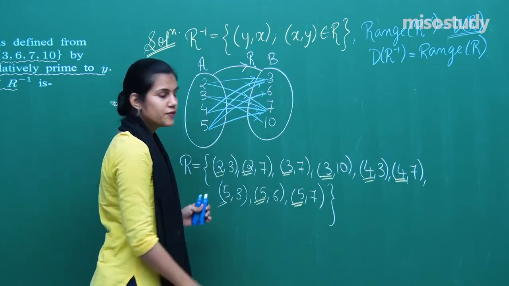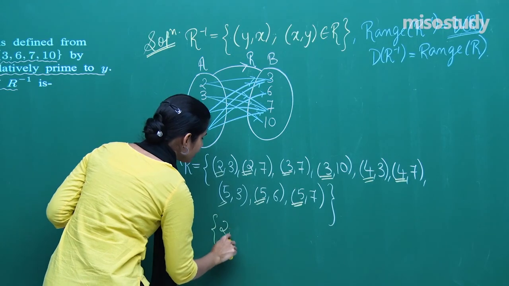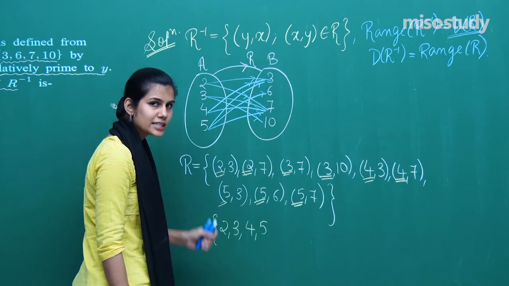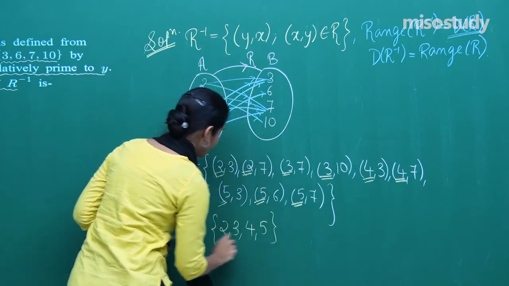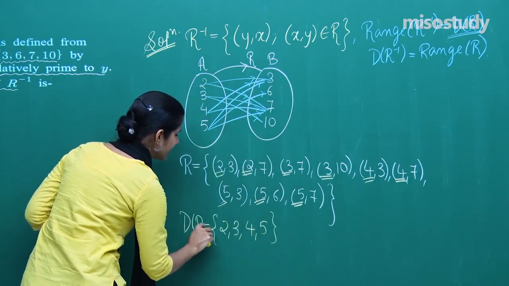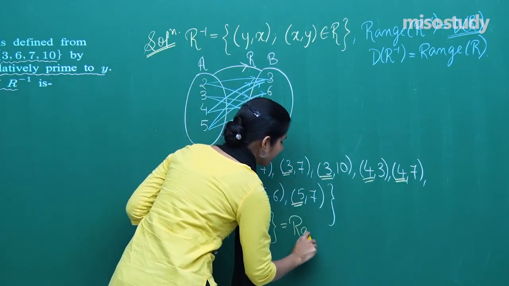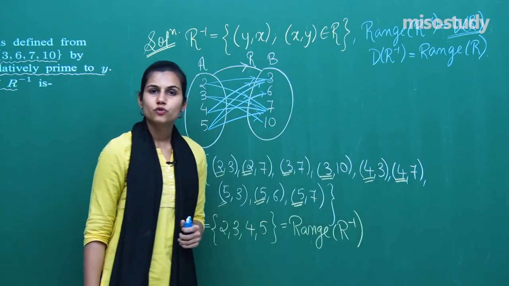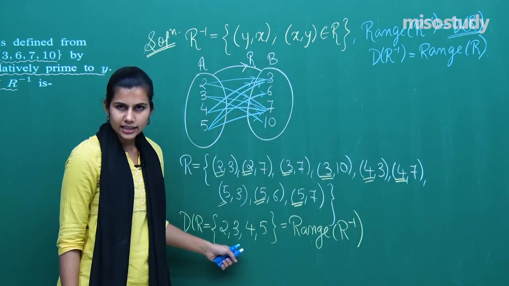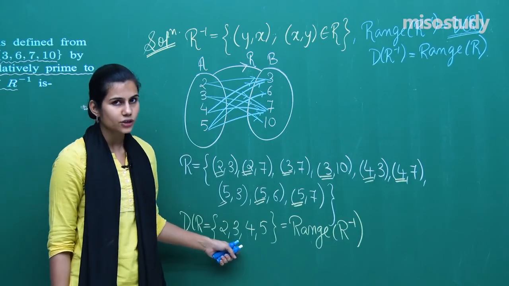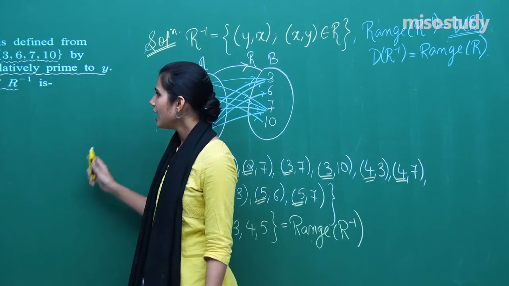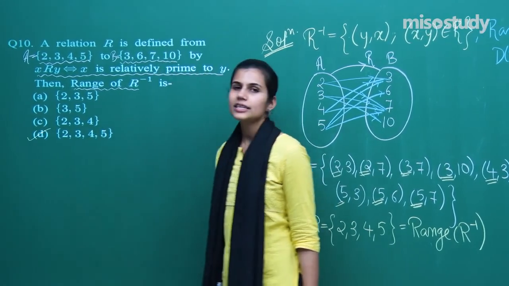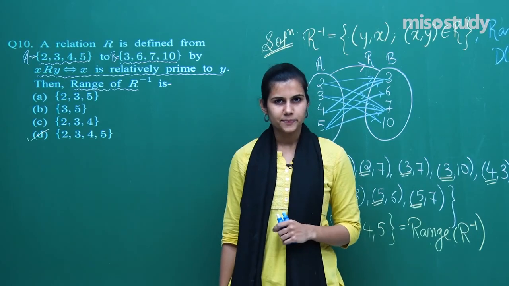The distinct first components happen to be 2, 3, 4 and 5. Do not allow repetition because sets do not allow repetition. And domain of R is very much a set which is equal to the range of R inverse. That is what we wished to find. Let's see if this set is in the option set or not. 2, 3, 4 and 5 is yes, sitting as option number D. And so this is what is my correct answer.